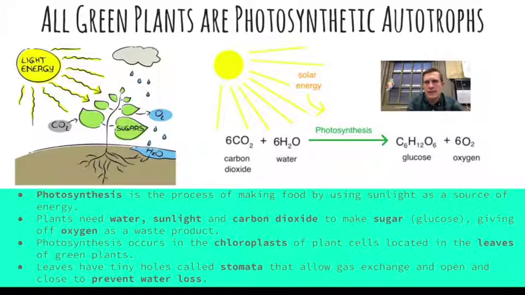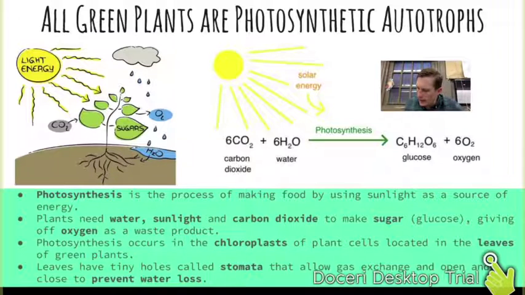All green plants are photosynthetic autotrophs, which means green plants use photosynthesis to make food by using the energy in sunlight to create glucose. All plants need water that they get from the roots, sunlight, which they absorb through their leaves, and carbon dioxide, which they absorb from their leaves, to make sugar or glucose. In doing so, giving off oxygen as a waste product.